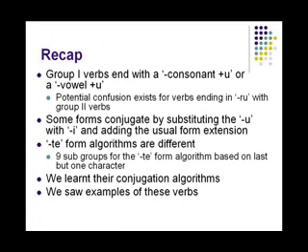Let us recapture what we learned in this lesson. Group 1 verbs end with a consonant plus u or vowel plus u. Potential confusion exists for verbs ending with eru and iru. Some of the forms, such as the masu form, conjugate by substituting the u with i and adding the usual form of extension. The te form differs. There are 9 subgroups with te form. These change with the last Japanese sound syllable. These may have had 1, 2 or 3 Romaji characters, but the last sound syllable is the one that matters. We learned the conjugation rules and also saw many examples of these.